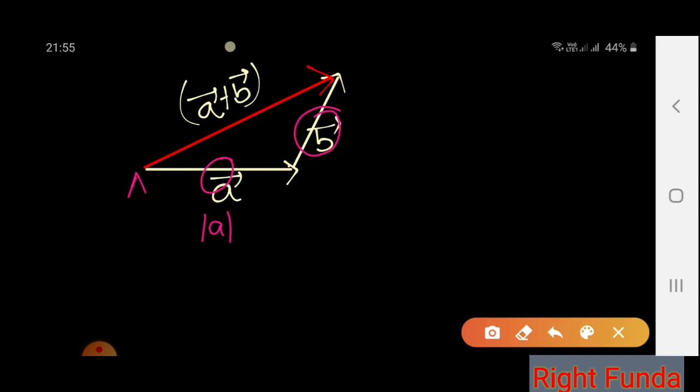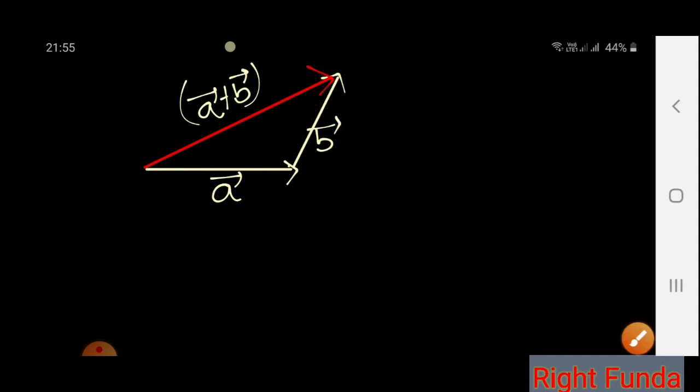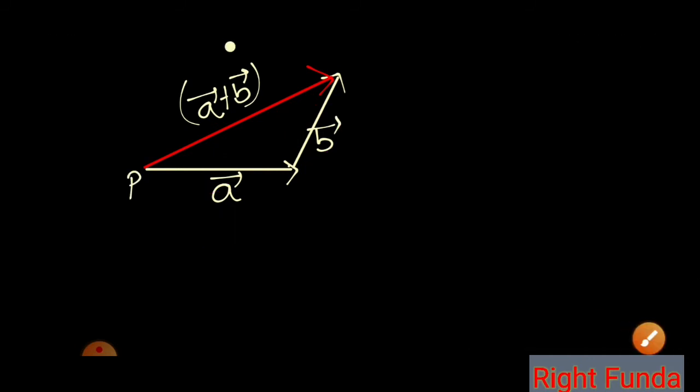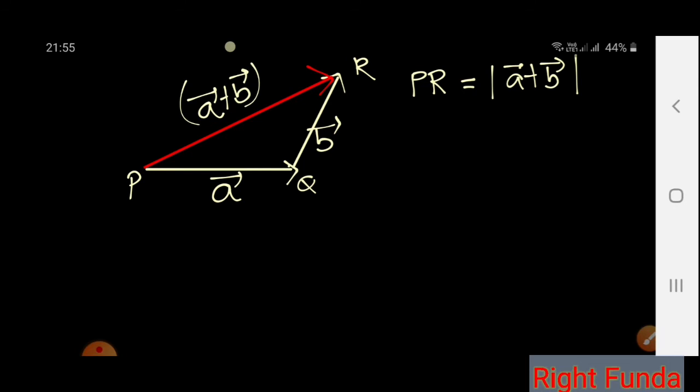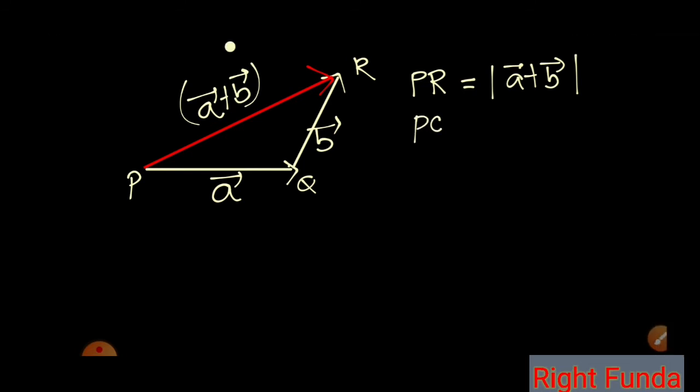So if I give three names, suppose I give P, Q, R. The length PR is proportional to the magnitude of A plus B. If you take the proportionality constant as 1, PR is proportional to this, PQ is proportional to mod A, and QR is proportional to mod B lengthwise.